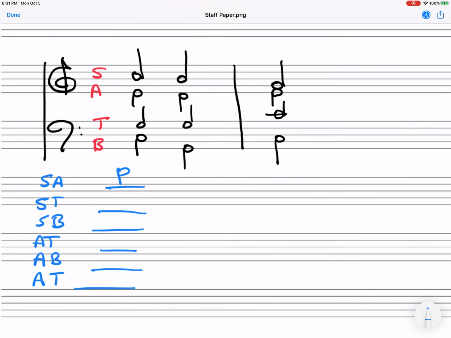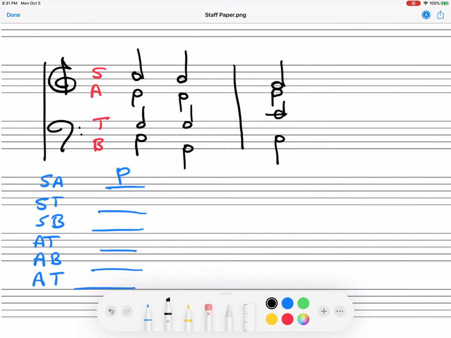The soprano and the tenor. Well, take a look at the tenor now. I'm going to highlight the tenor in green, because notice, this is what we call a common tone. The tenor doesn't move. If there's a common tone, you know that can't be a parallel with another voice.